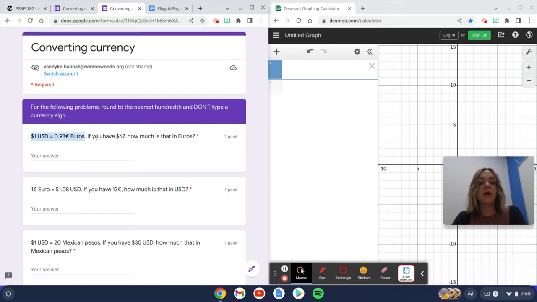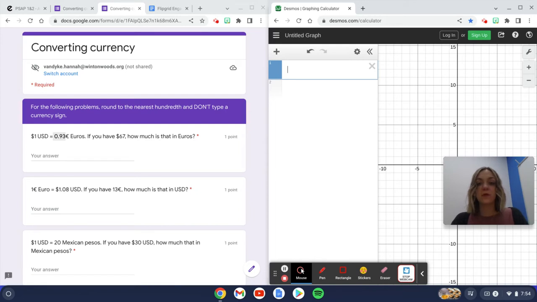So I have $1 equals 0.93 euros. If you have 67 US dollars, how much is that in euros? That's the currency in Europe. Okay, so I am going to set this up as a ratio to get me through this. Now, if I have $1 equals 0.93 euros, I should expect that my answer is going to be less than 67 because 0.93 is less than 1.